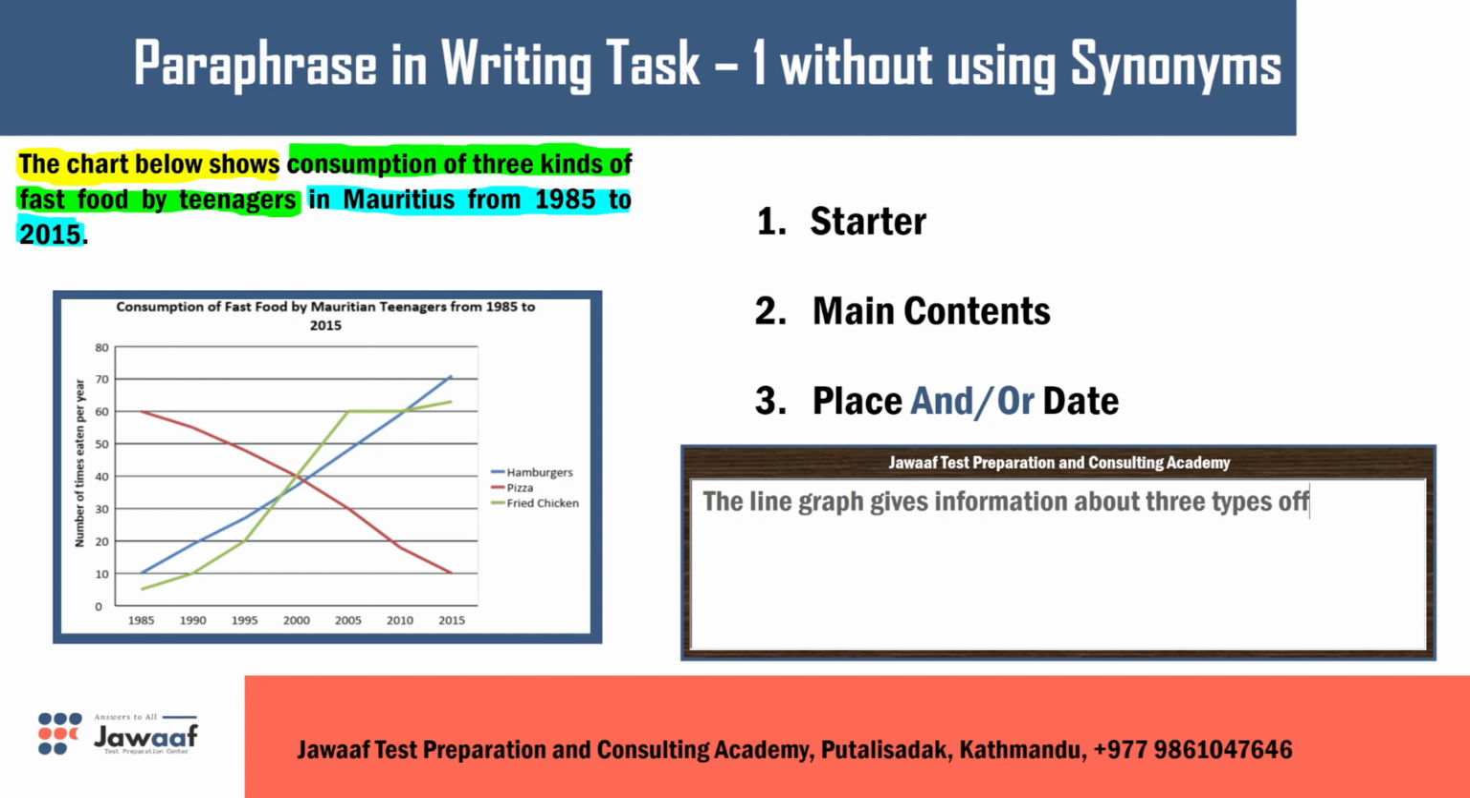This is very easy. Three types of fast food. You can simply write junk foods, right? Three types of junk foods, namely. Now what you are going to do is you are going to list these categories, namely hamburgers, pizza, and fried chicken.